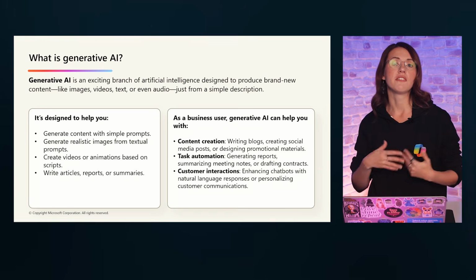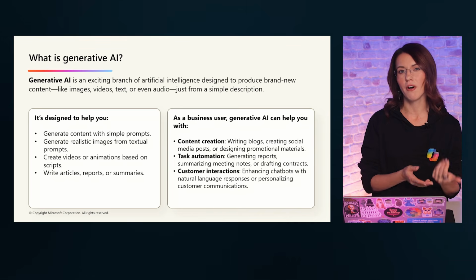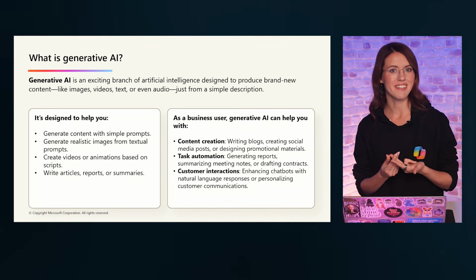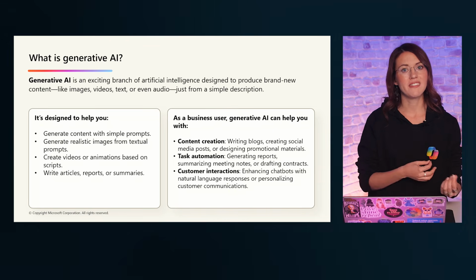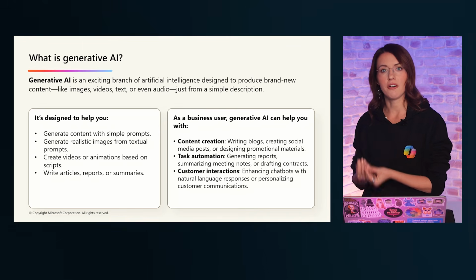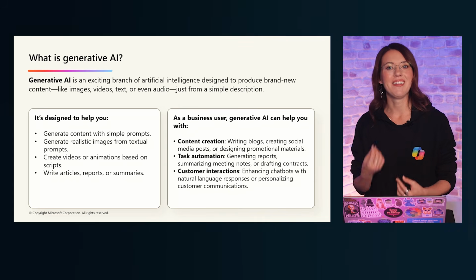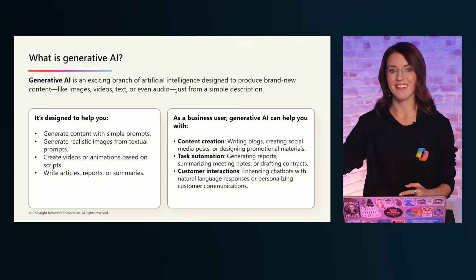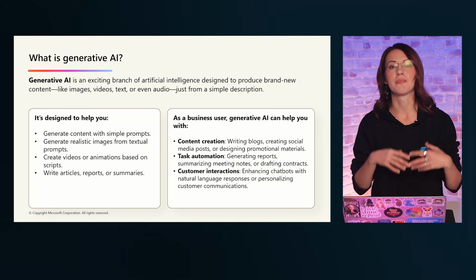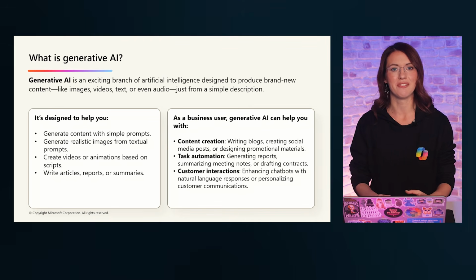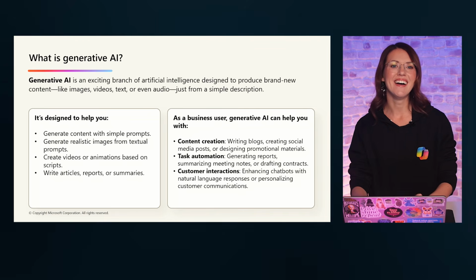Beyond creativity, generative AI solves real business problems. It helps create content like blog posts, social media, and marketing materials. It automates routine work such as reports, meeting summaries, and document drafting. And it improves customer engagement with smarter chatbots and personalized communication at scale. All of this is delivered through user-friendly platforms powered by pre-trained models and simple interfaces. You describe what you need, and the AI helps you create it.